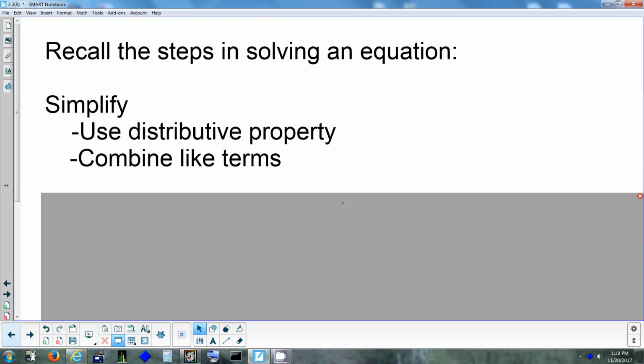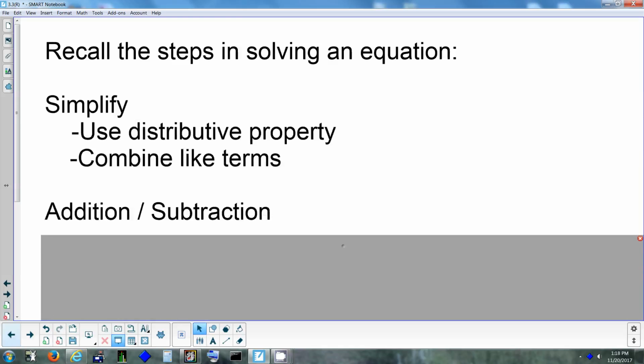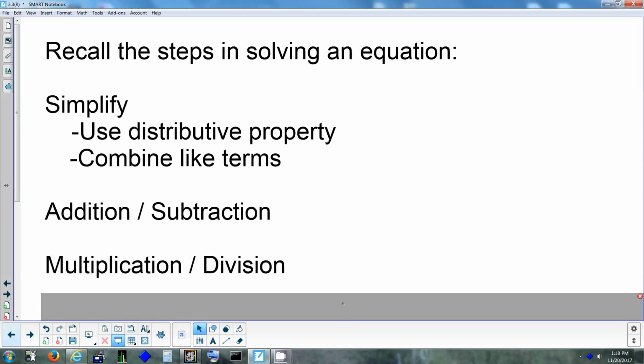What's the step after simplify? What do you do next? Solve the problem. Doing what operations? Addition or subtraction. Good. Addition or subtraction. Last 2 things. Multiplication and division. Okay, so that's just a reminder of our steps. S-A-M.